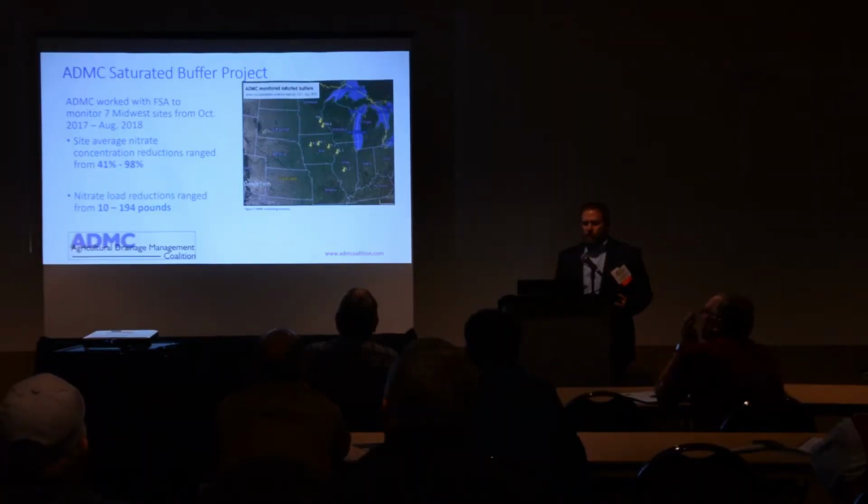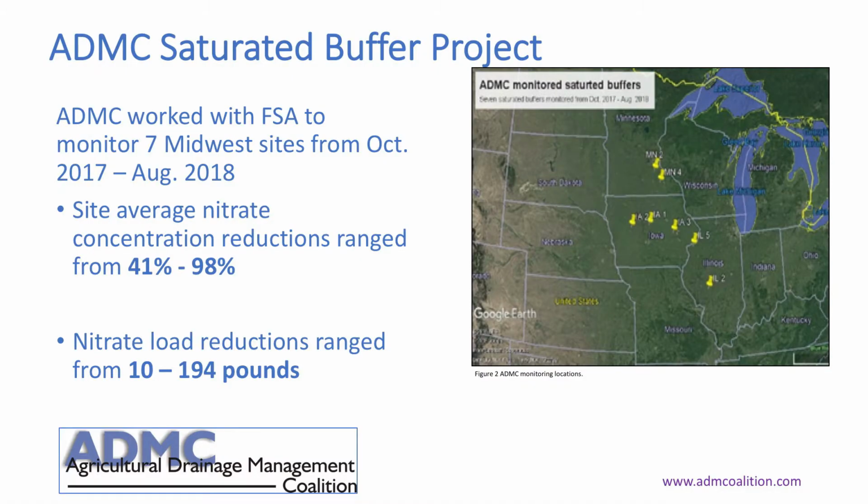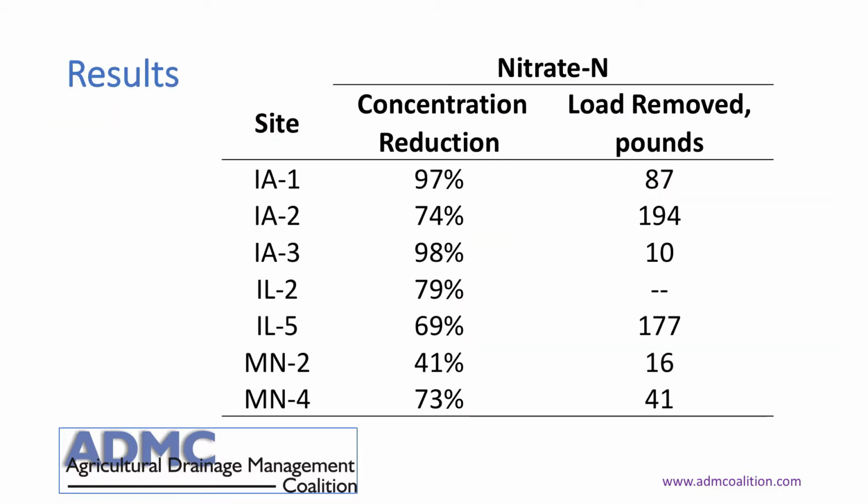But then they also wanted to look at how scalable the practice is in the Midwest and what impact that would have. But just looking at our water quality results from this past year, we saw concentration reductions from anywhere from 40 to almost 100% of the water moving through. Moving on to how much nitrogen was actually removed from those systems, it had quite a range, 10 to 194 pounds were removed. So here's just the 7 different sites and how much they removed.